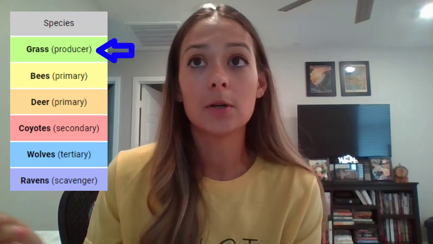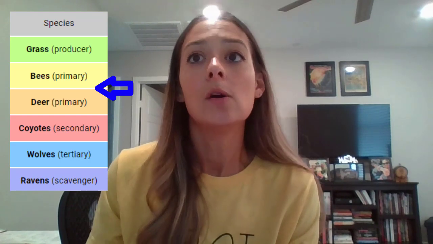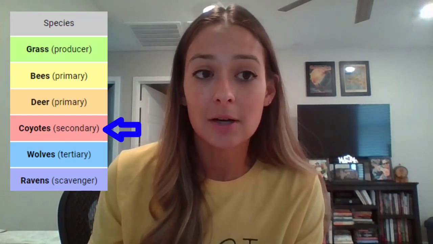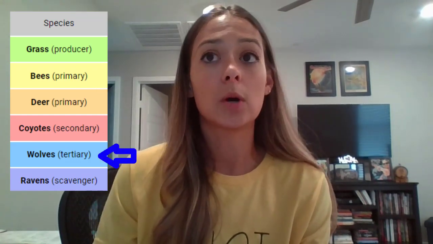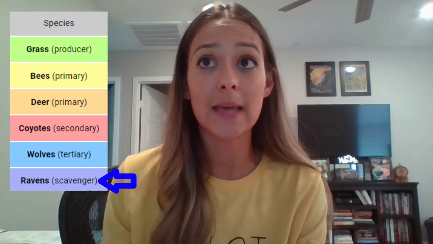So what we did in the ecosystems STEM case is we learned a lot about the food web in the ecosystem between the grass, the bees, the deer, the coyotes, the wolves, and the ravens. And we were even looking at their specific role within that ecosystem. We had the grass as the producer, we had bees and deer as our primary consumers, we had the coyotes as secondary consumers, the wolves were our tertiary consumers, and then we also had ravens, which are our scavengers.